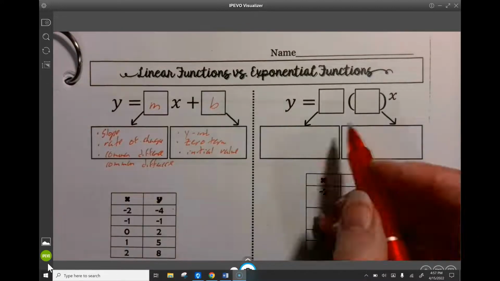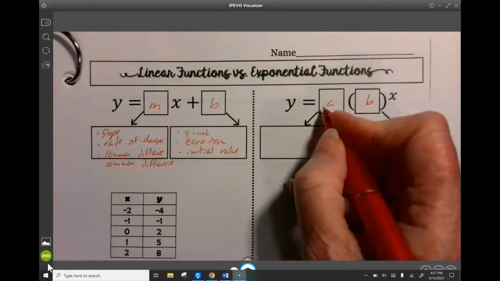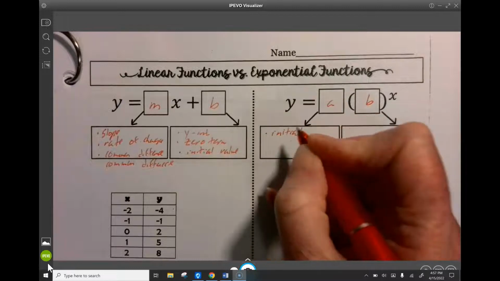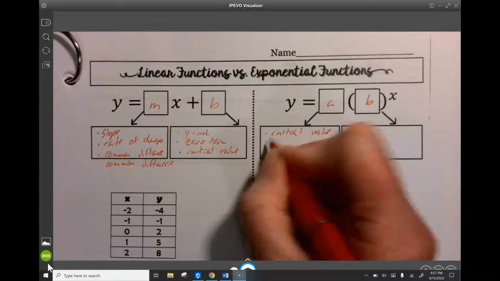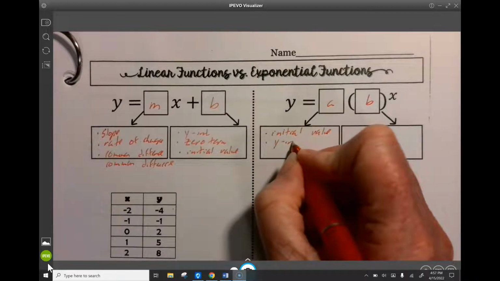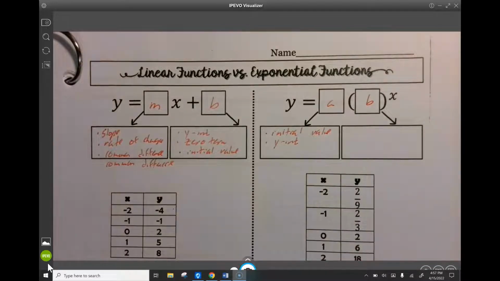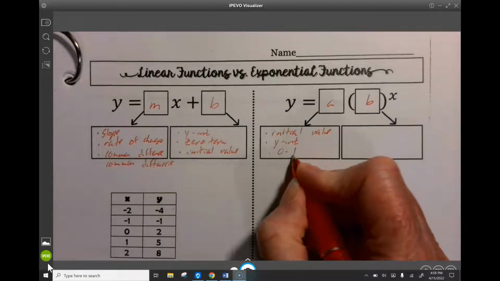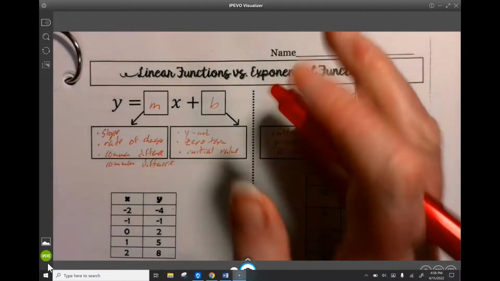Okay? Now, if we look at an exponential function, this is a, and this is b. And we know that a is the initial value. And we know that initial value means that it's also going to be the y-intercept, if it's in the parent function, as if there are no shifts or anything like that. And we also know that's going to be the zero term. I don't know why I hyphenated that. Just a zero term. Okay?